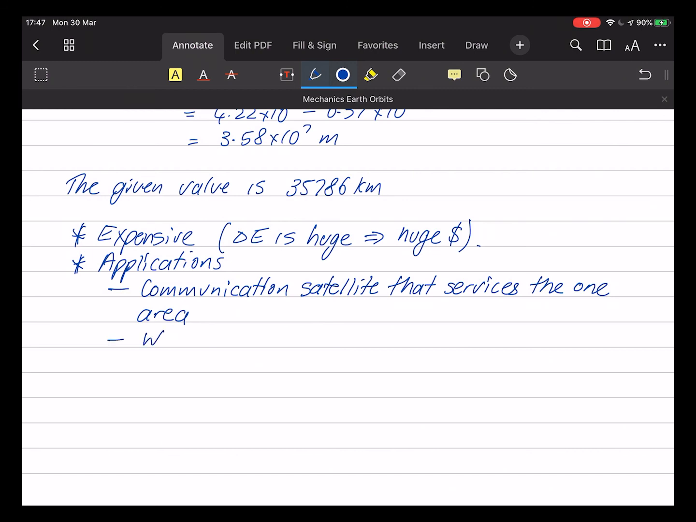You've also got your weather satellites. If you want your weather satellite to only service your particular area, you might put it there. But again, I can imagine cheaper, more modern weather satellites being closer, simply because of the difficulties that I mentioned earlier. It's expensive to get there and they're difficult to repair. I can't think of anything else. Communication satellites and weather satellites that only service the one particular area.